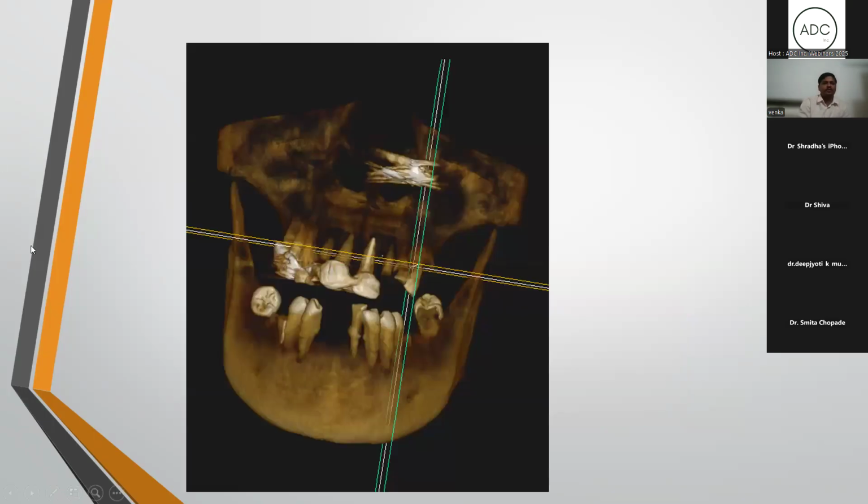So this was the pre-op. You can see anteriorly there was a bridge, and on the right side there was also a bridge.